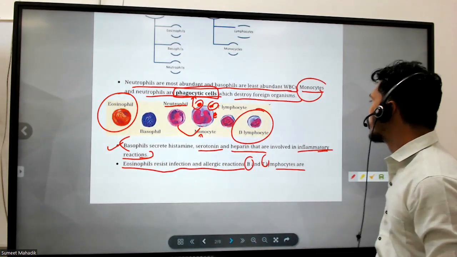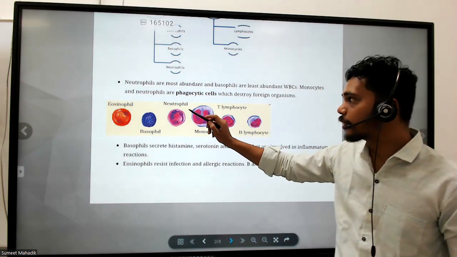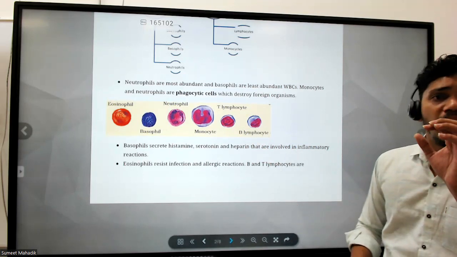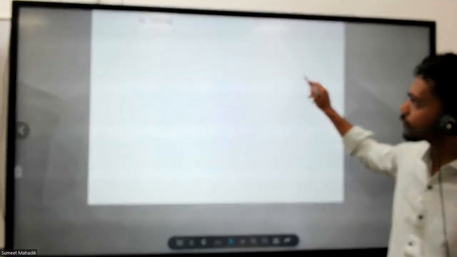This point is clear. So who are the phagocytotic cells? Monocytes and neutrophils. But along with that, B lymphocytes and T lymphocytes are also responsible. Okay. This point is clear. Let's go further.